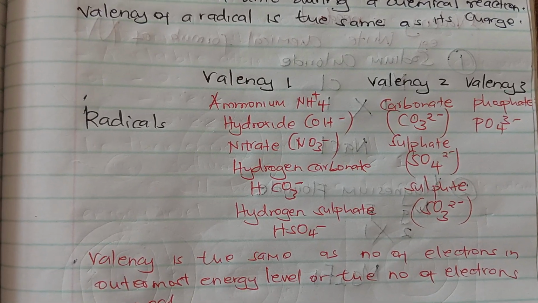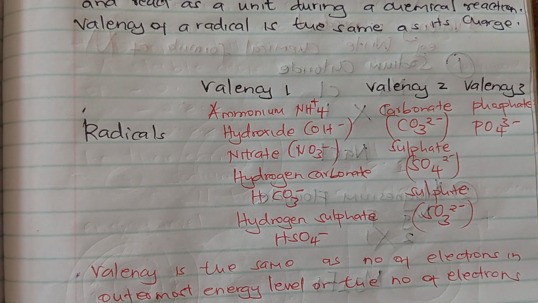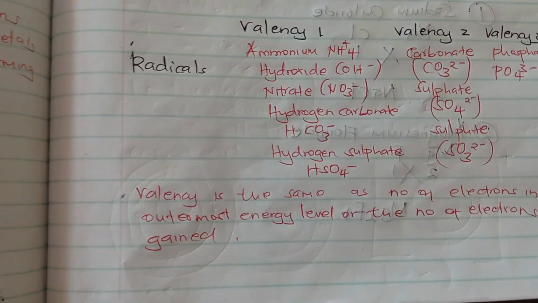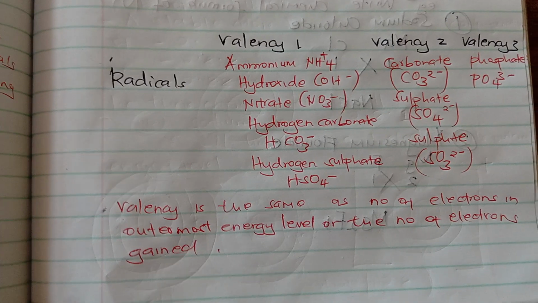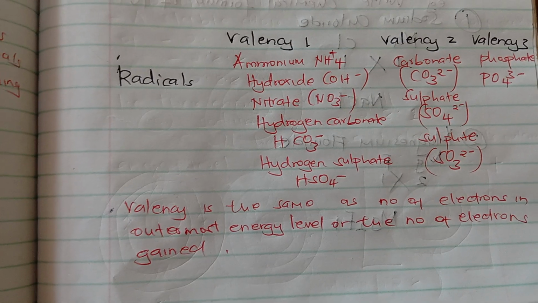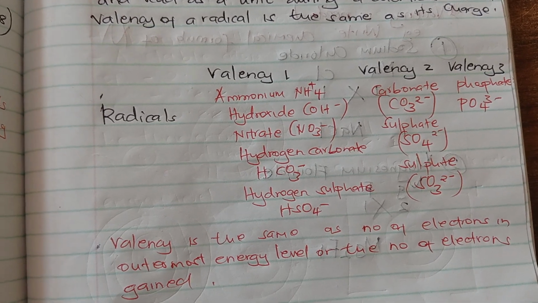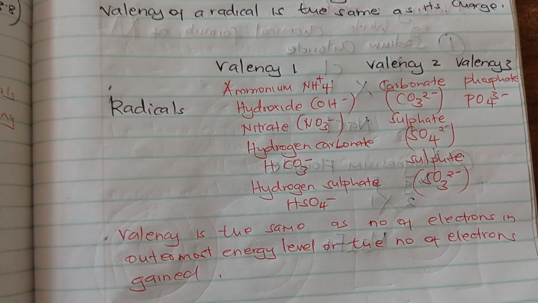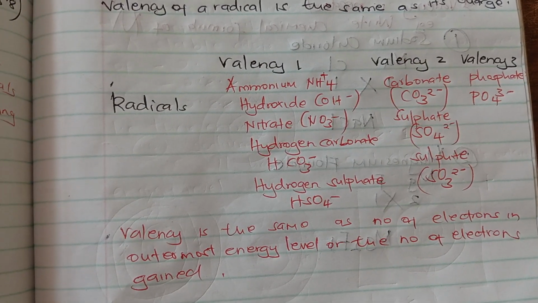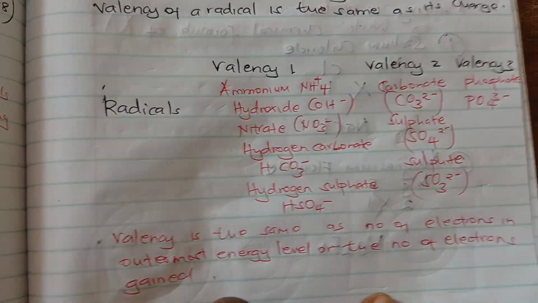For the valency 2, it's like carbonate, 2 minus, sulfate SO4, 2 minus, sulfite SO3, 2 minus, and then for the valency 3, we have phosphate, which is PO4, 3 minus. So valency, we say that it's the combining power, and normally it's the same as the number of electrons gained in the outermost energy level. But for the radicals, the valency is the charge of that radical. And remember that radicals appear as a unit, so they react as they are. Carbonate, sulfate, sulfite, hydrogen sulfate, hydrogen sulfite, like that.